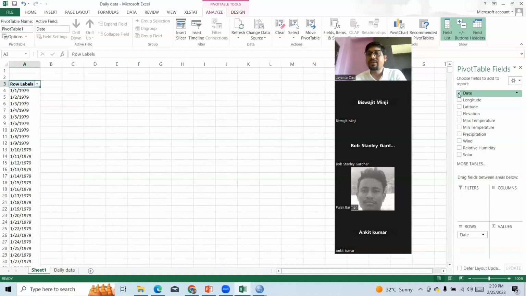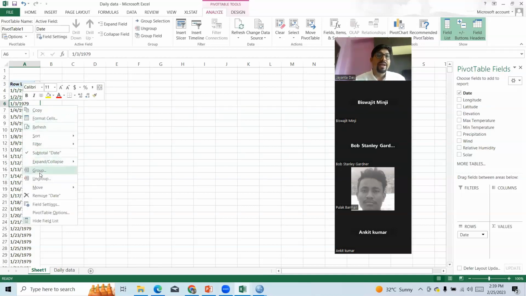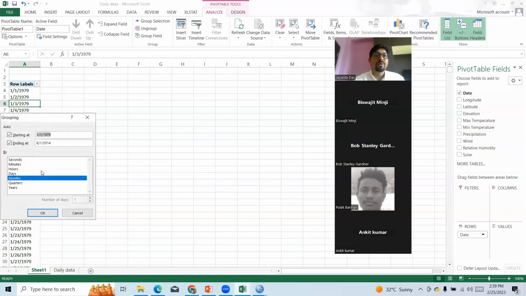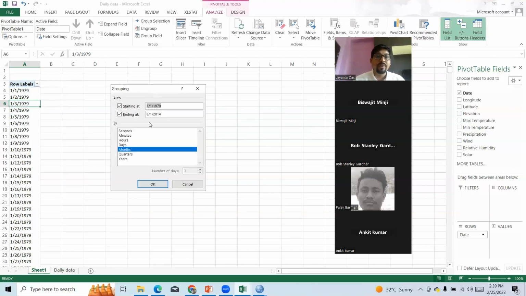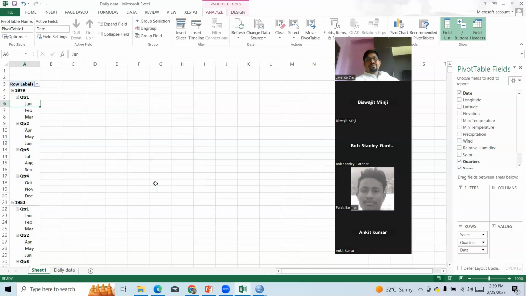Now click on date. If you click here, see, it only shows date. But we want month, we want quarter, or we want annual. We have to group it. How can we do it? Just click over there and make a group. Here the group. Okay. Now see grouping option. Select month, select quarters, select year, and click OK. Now here year, quarter, and date.